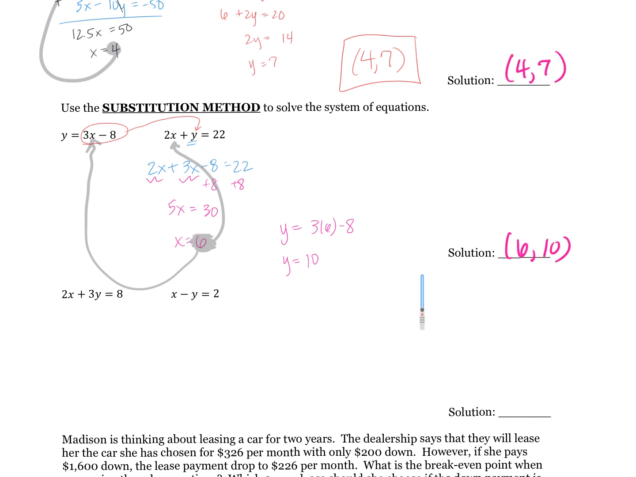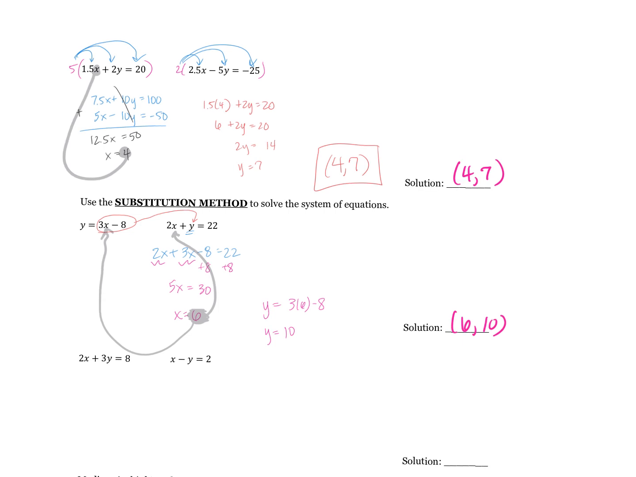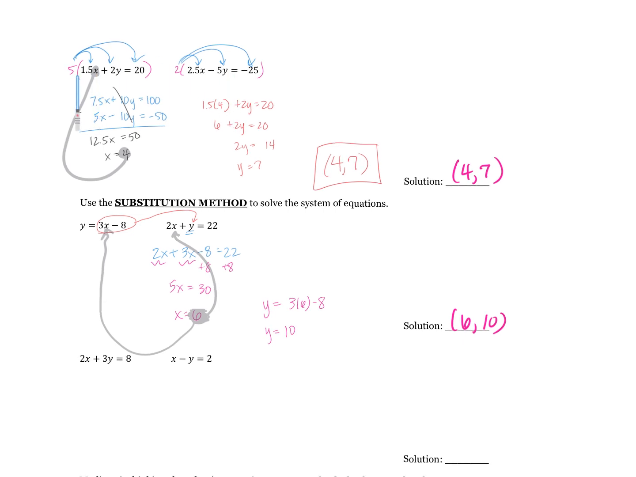Okay. So you guys, substitution is bomb when a variable is already by itself. Would you want to do substitution on this problem? Do you want to get an x by itself? I'd have to subtract 2y and then divide everything by 1.5. Gross. If I wanted to get y by itself here, subtract 1.5 and divide by 2. Gross. So these equations lend themselves to substitution when the x or the y has a coefficient of 1. That's going to make our lives a lot easier.